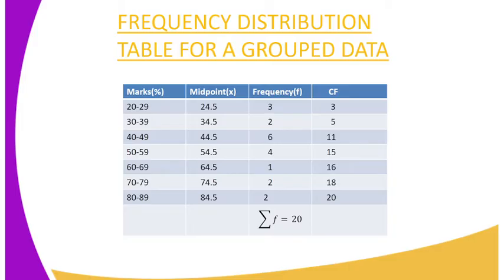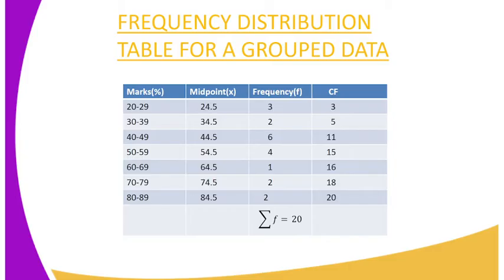And therefore, how do we calculate, or how do you fill the midpoint column? You take 20, you add 29, then the resulting answer you divide by 2, and therefore you will get 20 plus 29, you will get 49 divided by 2, you get 24.5, and you follow that procedure until you fill all the midpoint column.